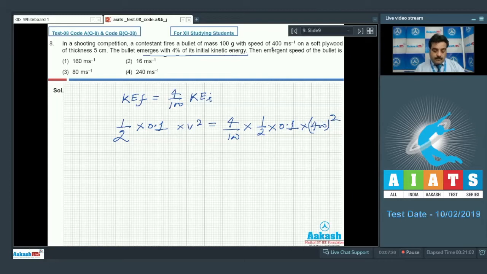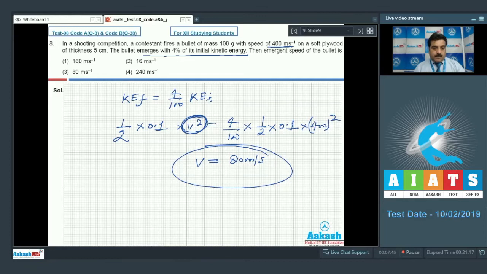Because speed was 400 meter per second. So you can see here, I am looking to find the V. When you calculate, you will get V equal to 80 meter per second. So my option number third will be the right choice. So let's move on, question number 9.